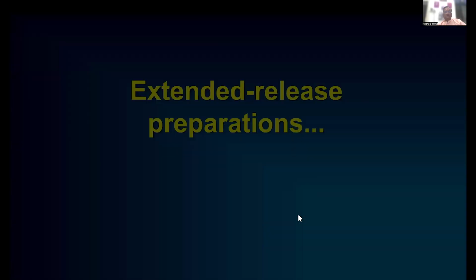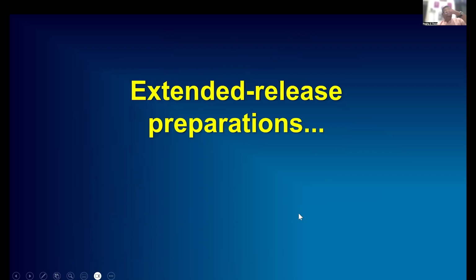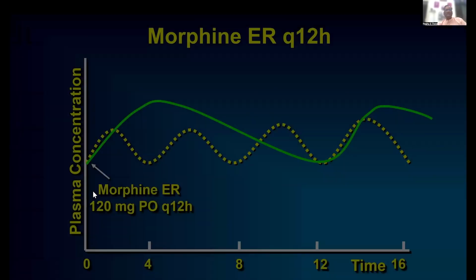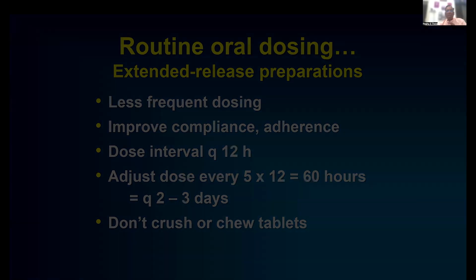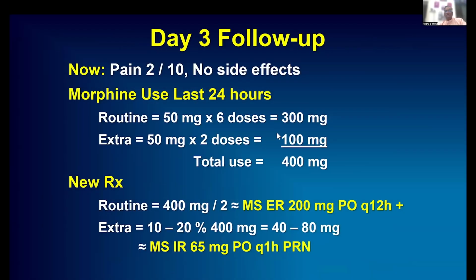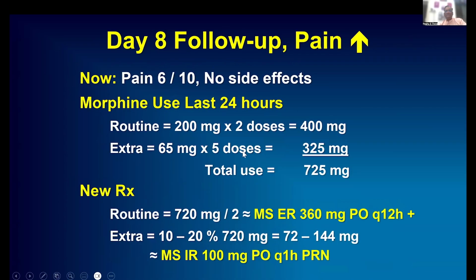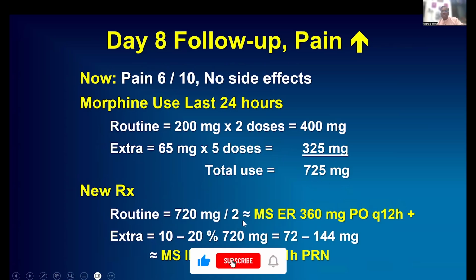So extended release preparation. We want to maintain stable pain control, and no one wants to eat 6 tablets per day, right? So if we give extended medications, we can just give it 12 hourly. If you go back and see, on day 8 he was almost receiving 400 milligrams plus 5 extra doses. So he is receiving almost 725 milligrams. Make it 720 and divide it by 2. So it comes to around 360 milligrams extended release or sustained release.